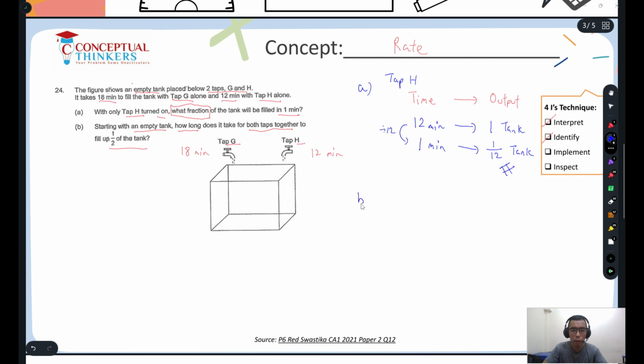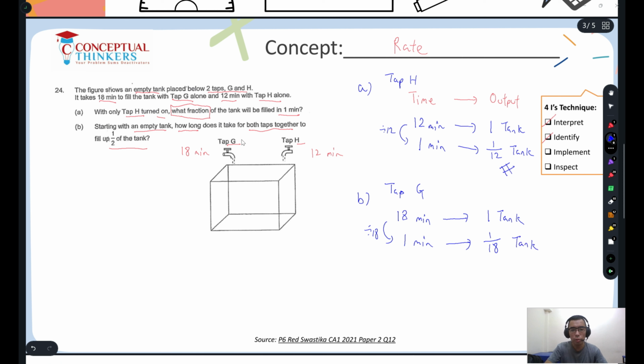Now let's look at part B. They say that if it's an empty tank, how long does it take for both taps to fill up half of the tank? The next thing we need to do is find out the rate for tap G. So 18 minutes, and the output will be one full tank. Now let's look at the rate in terms of 1 minute. We have to divide by 18, so this gives me 1 over 18 of the tank.